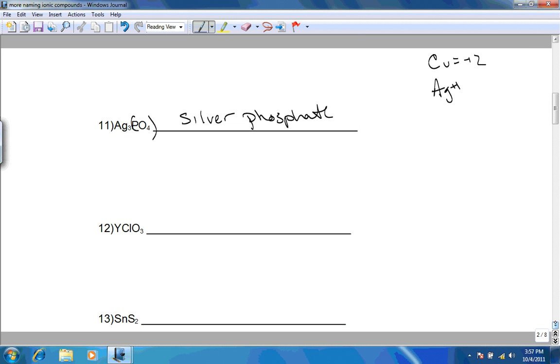Ooh, Y. We never used Y. Y is yttrium. And once again, you will notice if we look at this periodic table, yttrium is over here. You cannot look in the periodic table and determine what yttrium is. So therefore, we're going to need a Roman numeral there.